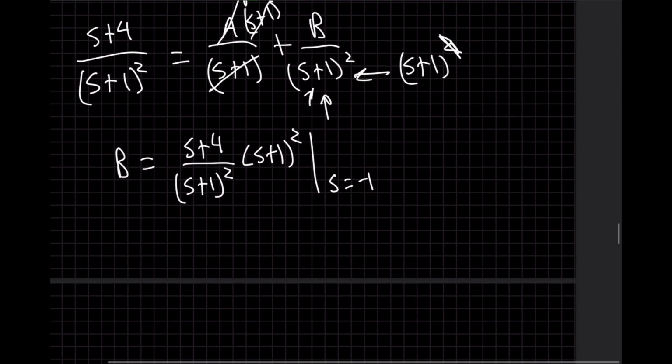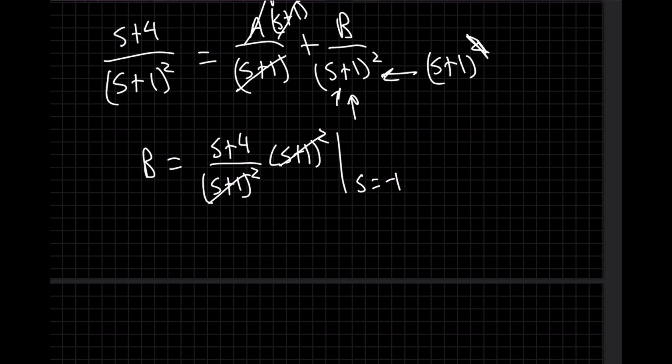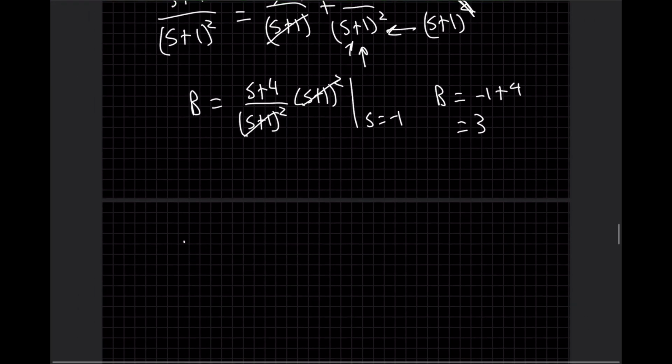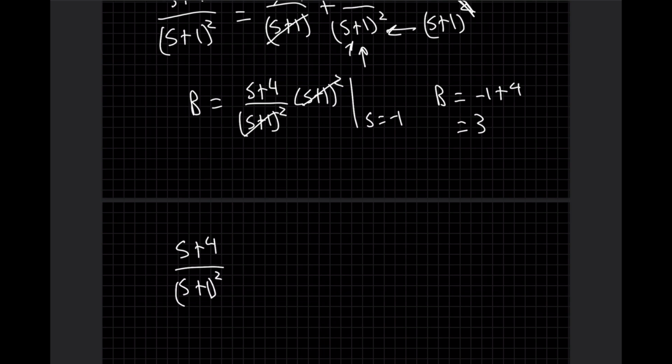And so we solve for b, and we get this goes away, and b equals -1 plus 4, so b equals 3. So now we have s plus 4 over s plus 1 quantity squared is equal to a over s plus 1 plus 3 over s plus 1 squared. And what we can do is evaluate at an easy s number and just solve for a.